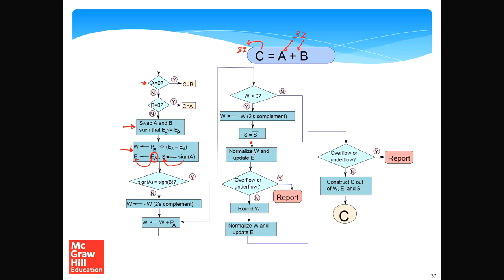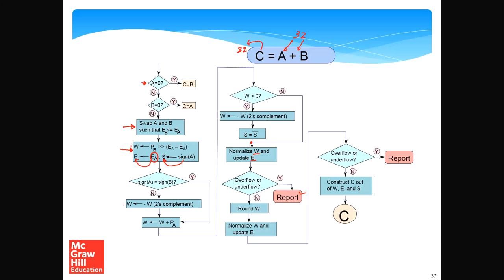Then we normalize W and bring it to the standard form, and also update the exponent E. At this point, it is possible that we can either have an overflow or underflow. What this means is that we might have exceeded the range of the number system, so this should be reported as an overflow. Then we need to perform rounding because the mantissa can only be 23 bits. The additional bits have to be discarded, so we need to round. After rounding, we need to renormalize W and update E. The process of renormalization itself can induce an overflow or underflow, so this should be reported.